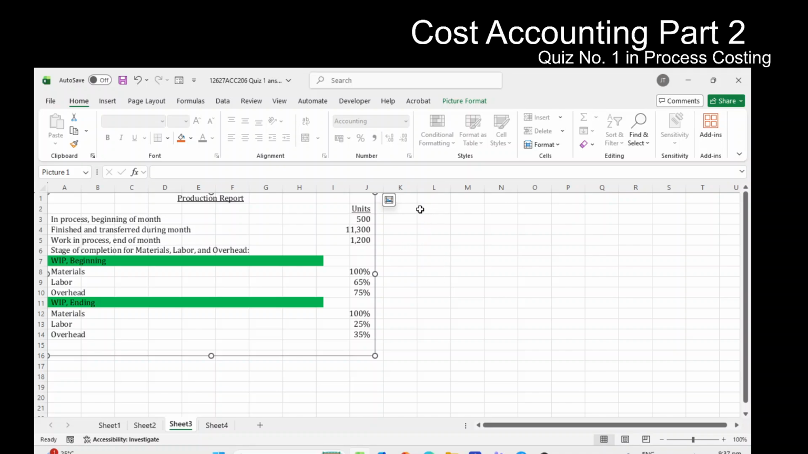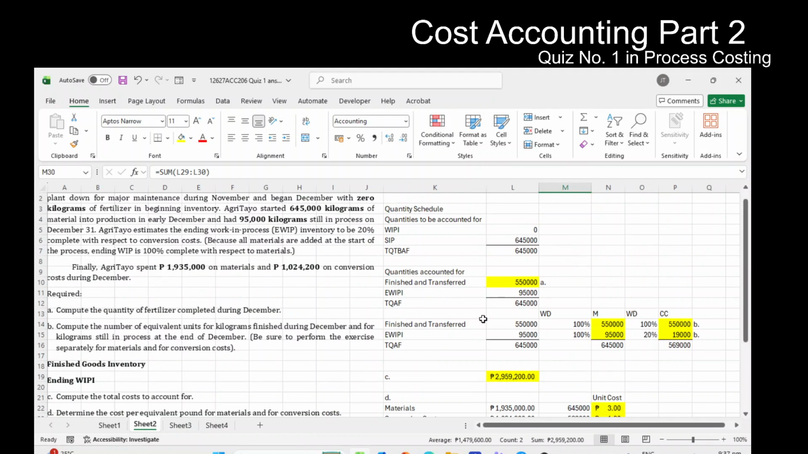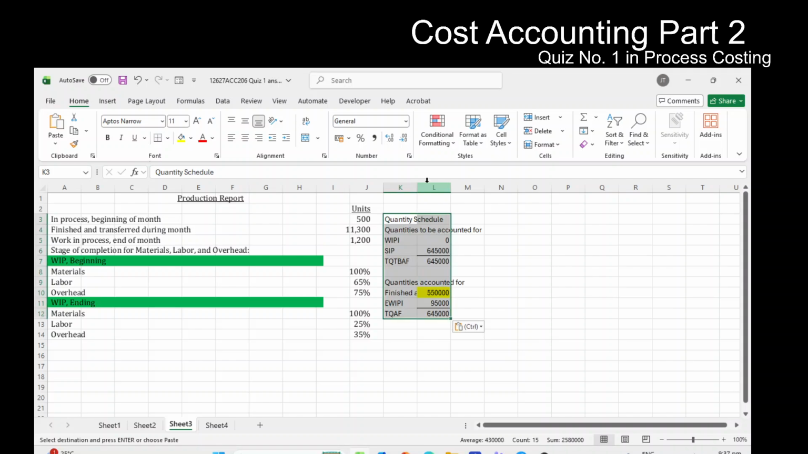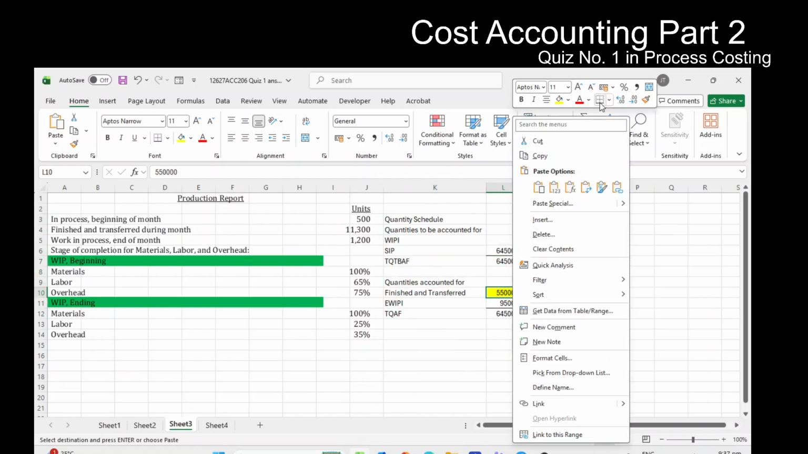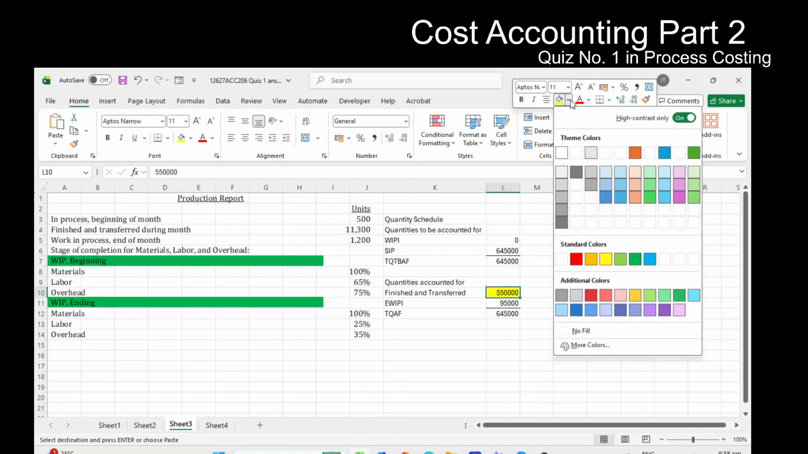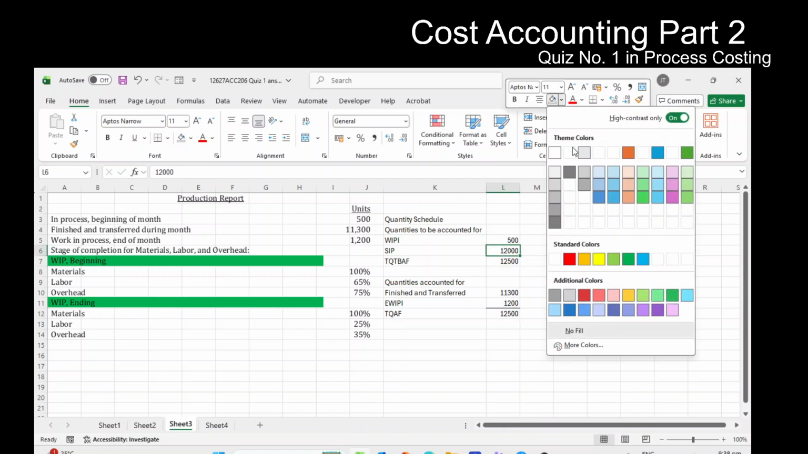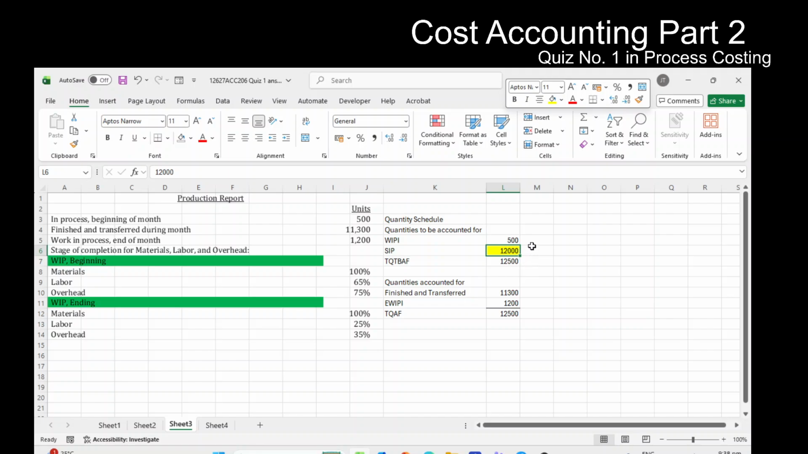Okay, so EUP lang tayo. Magagawa din natin to by answering this quantity schedule. Check lang natin. Copy ko na lang to. Tanggalin muna natin yung colors. Since EUP naman to, beginning in process is 500. Tama. Finish and transferred is 11,300. Then, 1,200. So, ibig sabihin, 12,500 lahat. Therefore, ito, squeeze na lang, that is 12,000. Although wala naman siyang sagot, highlight ko na lang that it was squeezed.